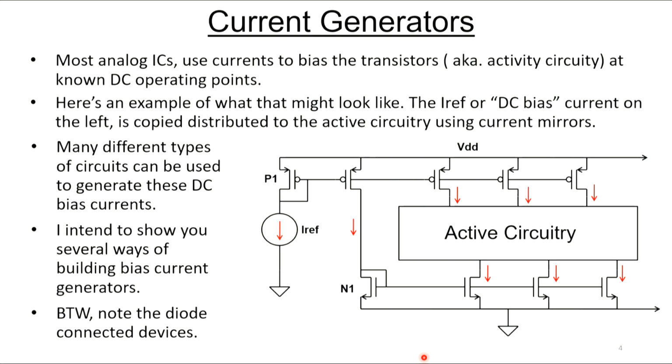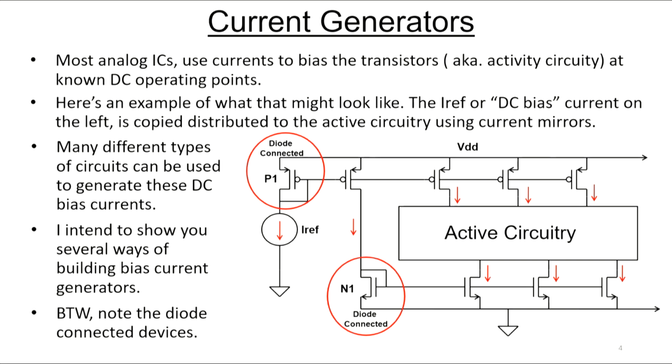Okay, so most analog ICs use currents to bias the transistors, aka the active circuitry, in a known DC operating state. And so here's this active circuitry. Here's an example of what a reference current generator or DC bias circuit might look like here. This current is being mirrored up here and over and down and providing DC bias currents for this active circuitry. So in the first part of the talk here, I want to show you different ways of building this reference current generator.